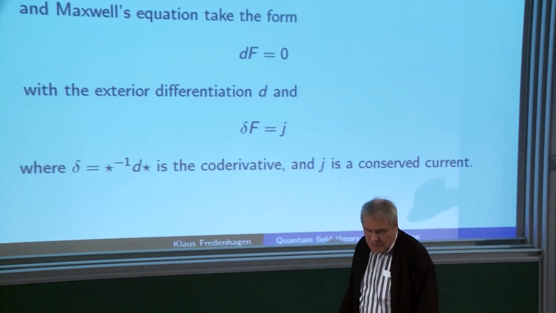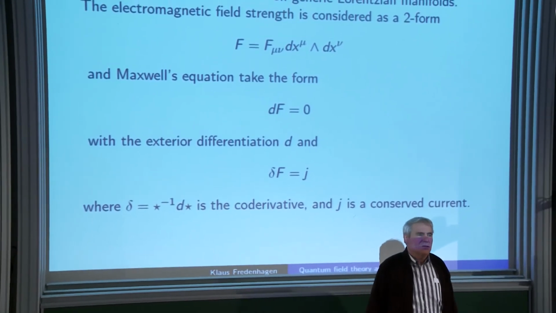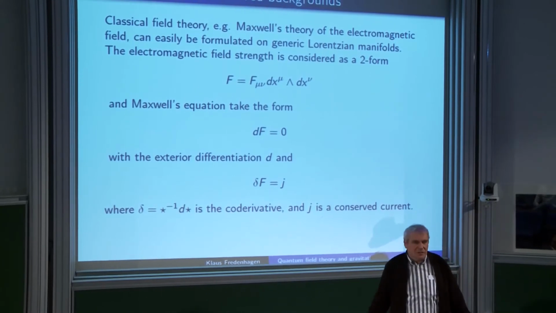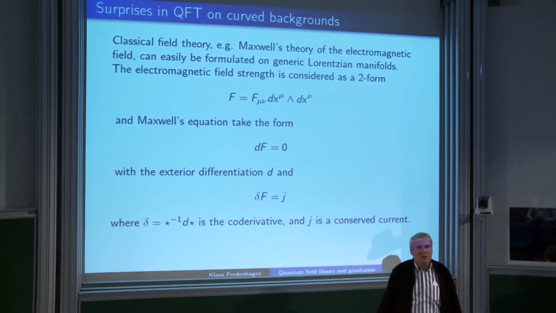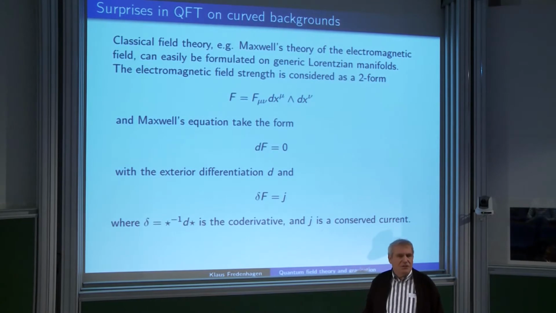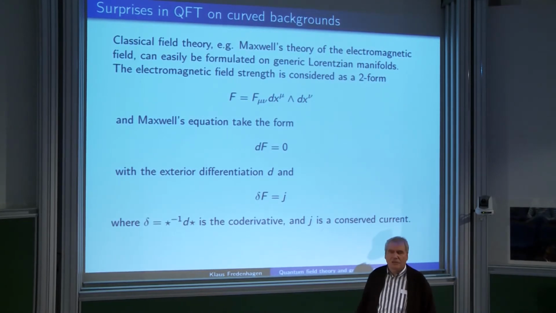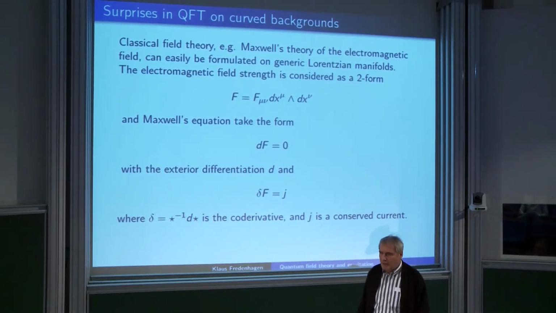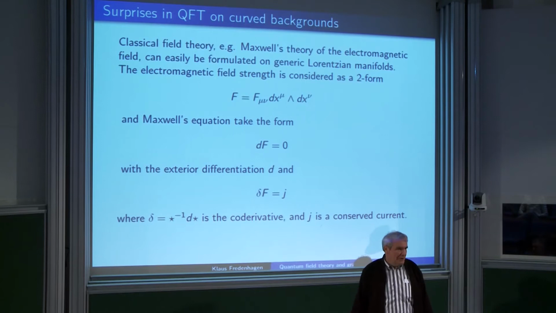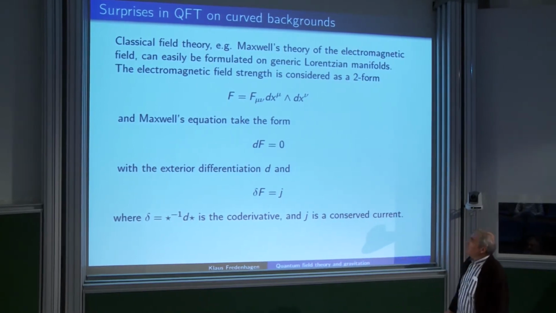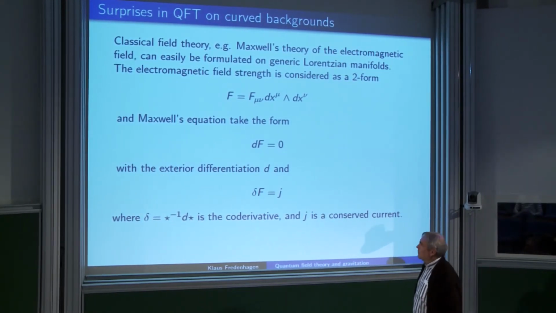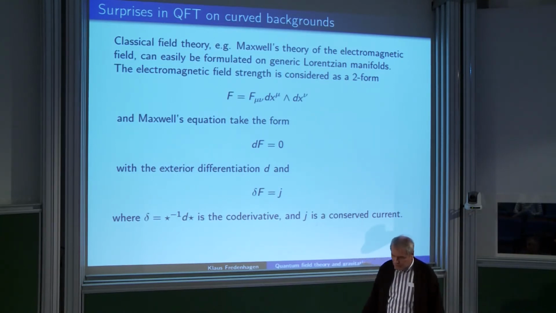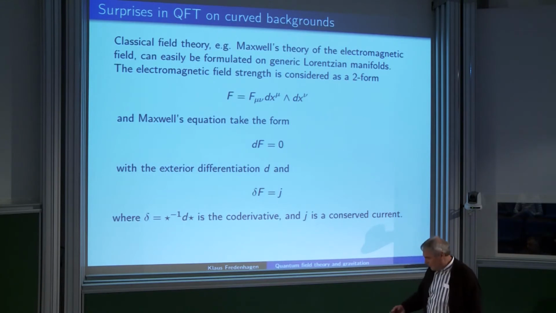So when you start to define quantum field theory on curved backgrounds, at first one might think that this is a very simple problem, because in classical field theory everything is defined in geometric terms, and so it's rather easy to formulate classical field theory on generic manifolds. For instance, in electrodynamics, you just need the notion of differential forms, the exterior differential, and the Hodge dual to define the codifferential.